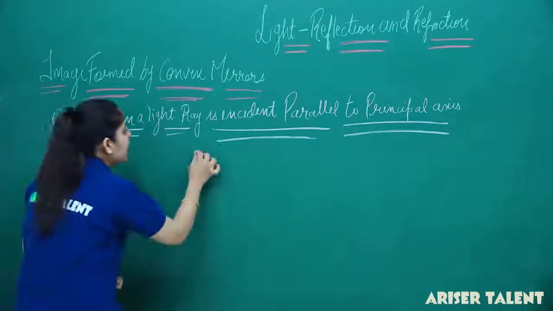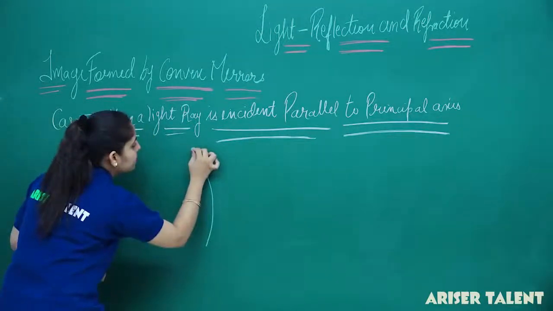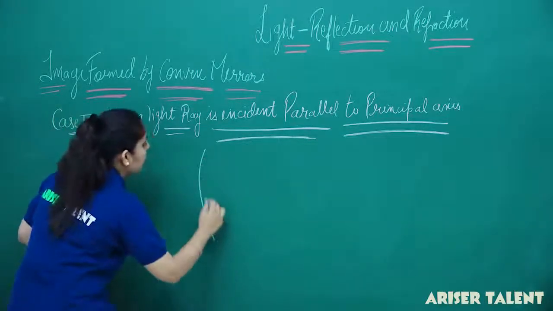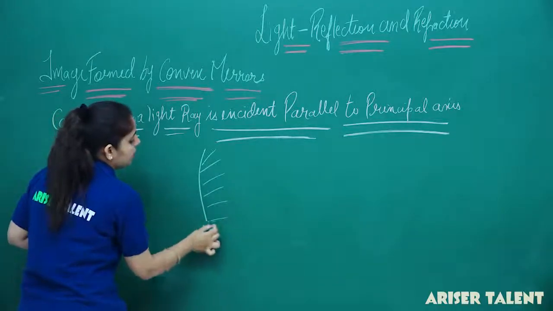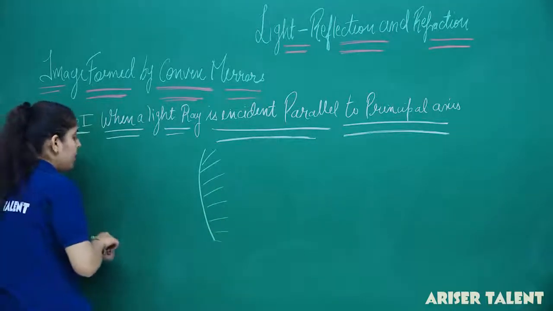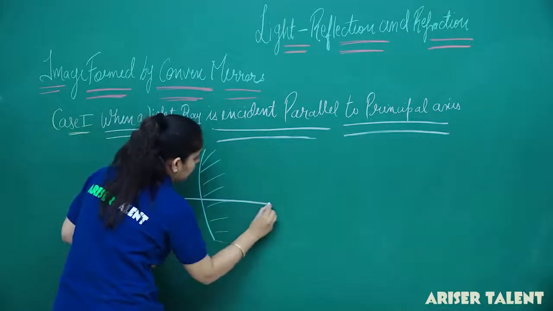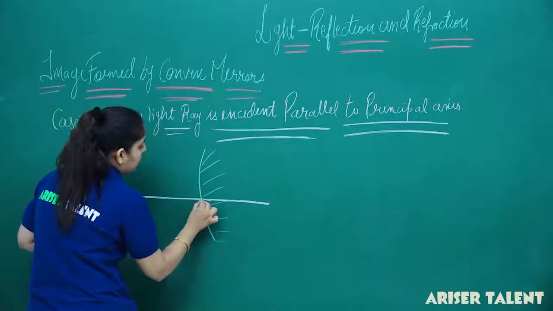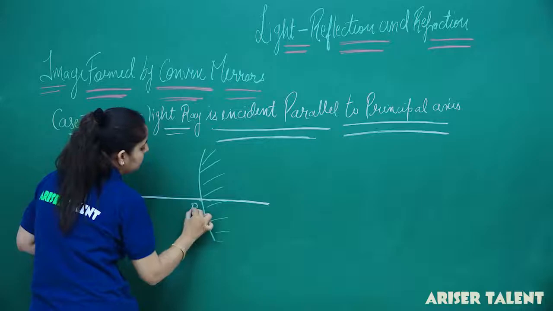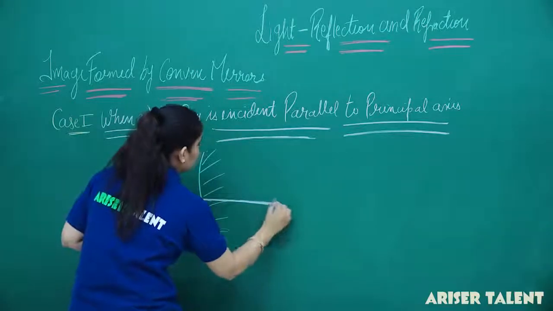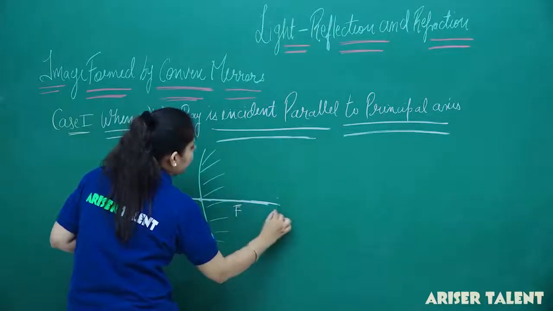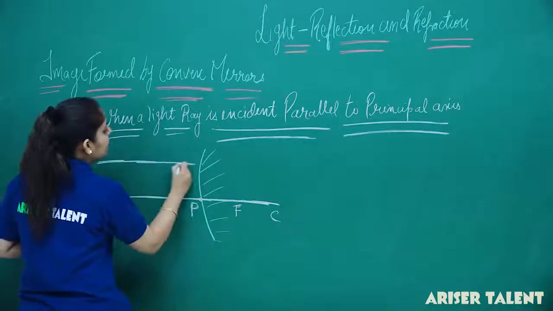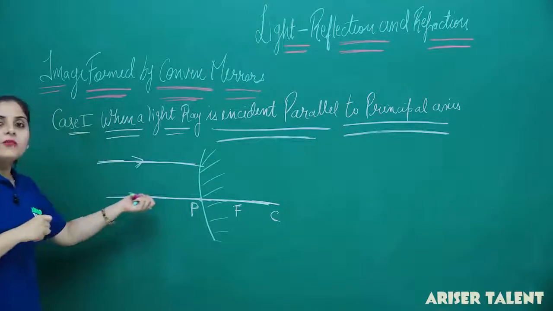When a ray of light is coming parallel to the principal axis, what will be the ray diagram in case of the convex mirror? As we know, convex mirrors are polished inwards. Now, this will be the pole of the mirror. This will be the focus and this will be the center of curvature.